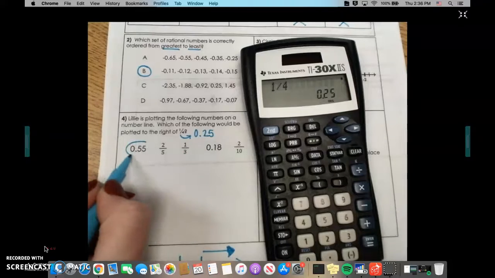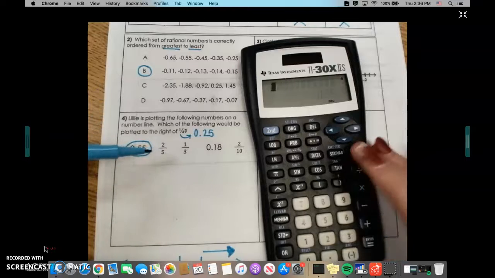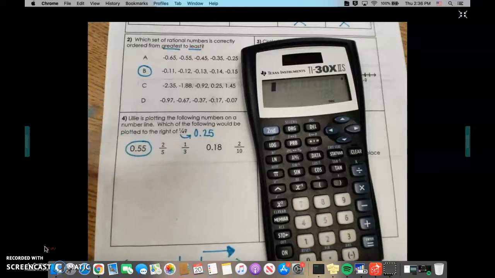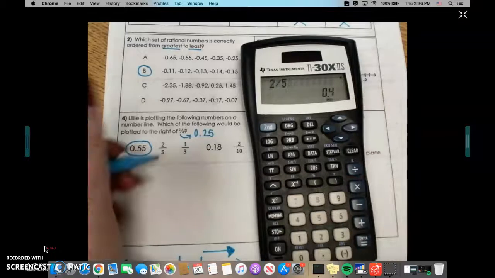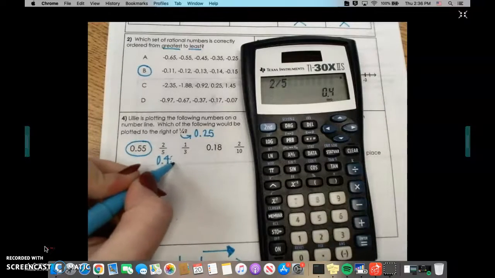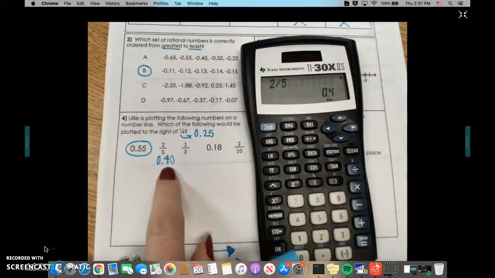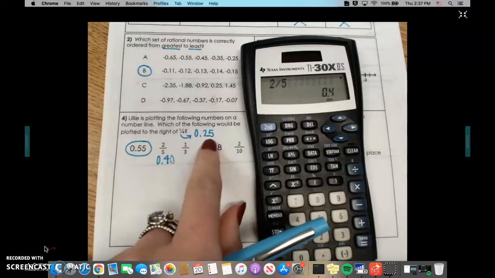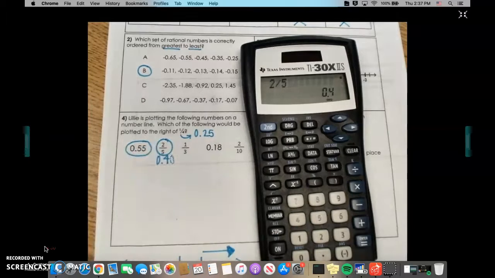Looking at this one, we can circle that. 55/100ths is bigger than 25/100ths. My second choice is a fraction, so I need to change that fraction into a decimal. I need to do 2 divided by 5, and I would get 4/10ths. If you want to go ahead and add an imaginary 0 on there so that gives you a better visual, you can see that 40/100ths is bigger than 25/100ths, so this one would also be greater.